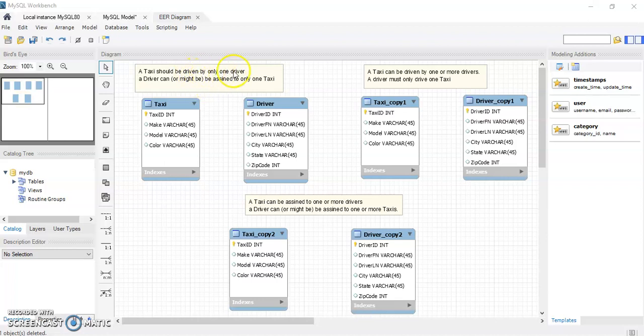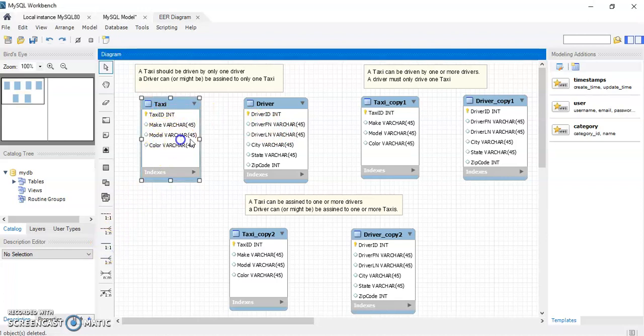Now, for this one, it says a taxi should be driven by only one driver. So I know it's a one going one side, and then a driver can or might be assigned to only one taxi. So this is a one-to-one, because it should be driven by one and can be driven by one. So I'm going to build a one-to-one relationship between those two entities.